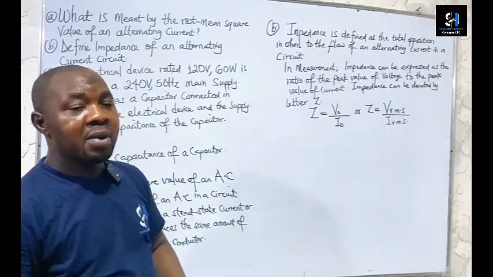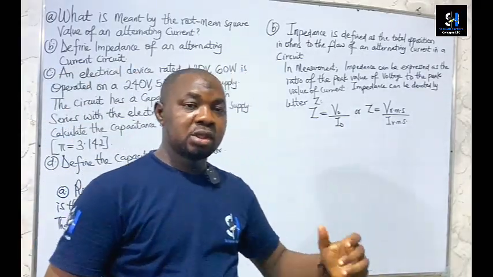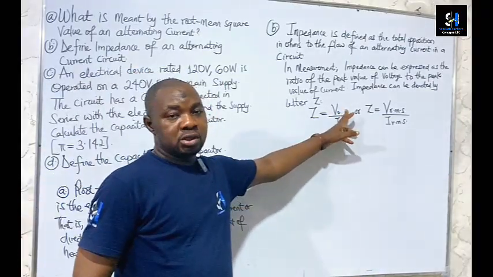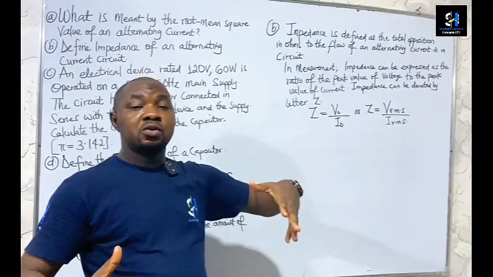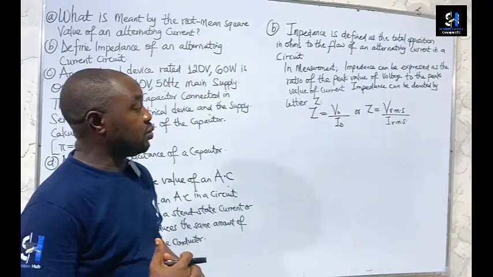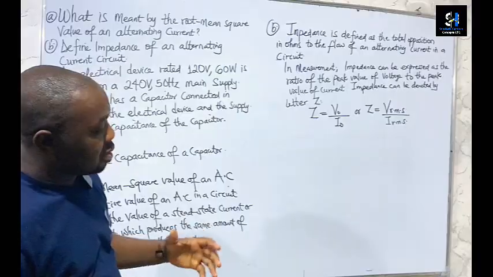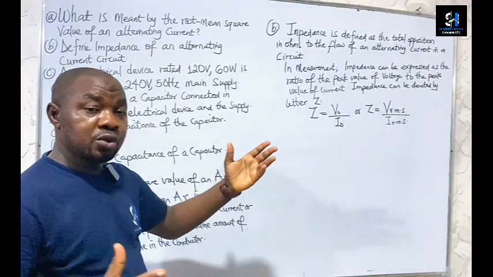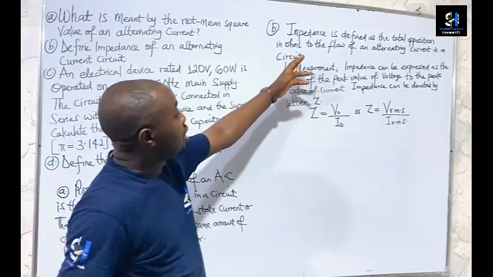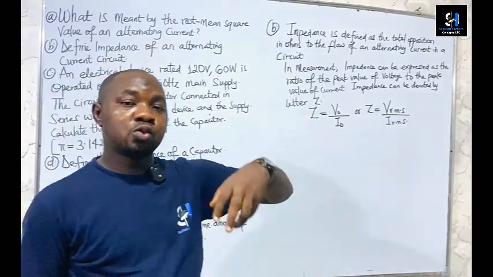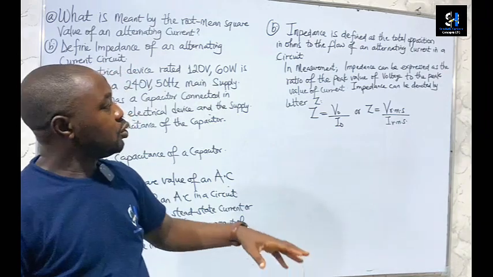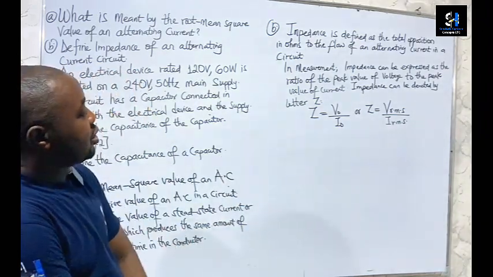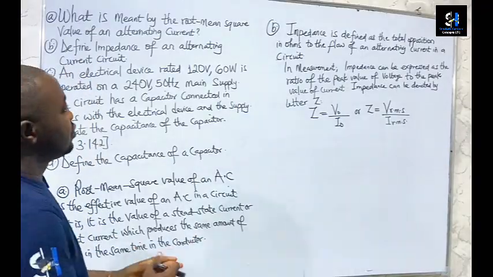You know the maximum value of voltage in the AC signal is what we call the peak value of voltage, and also the maximum value of current in the AC signal is known as the peak value of current. The unit of impedance is the ohm, so impedance is defined as the total opposition in ohms to the flow of an alternating current in a circuit. That's it.